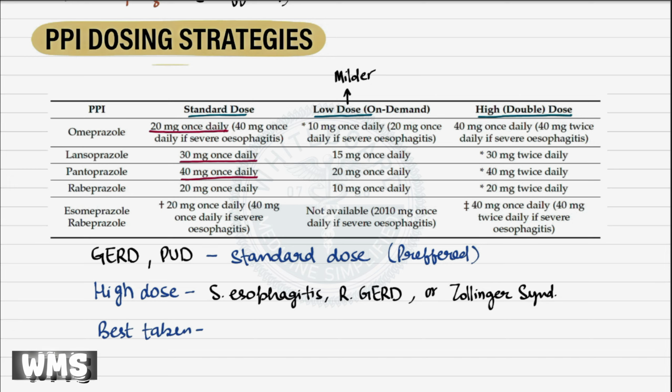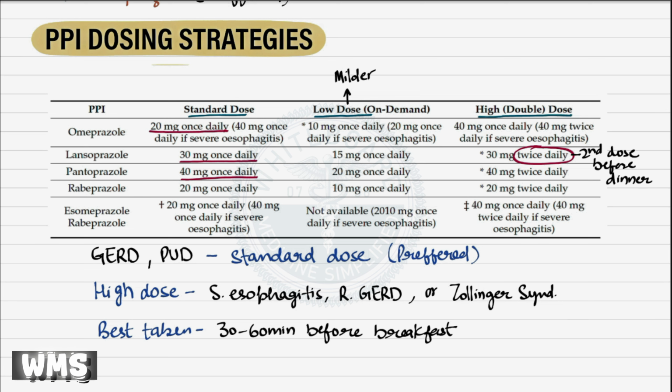These drugs are best taken about 30 to 60 minutes before breakfast so that the medication reaches the parietal cells when proton pumps are becoming active after food intake. Furthermore, in patients requiring twice daily therapy, the second dose is usually taken before dinner to maximize inhibition of newly activated pumps later in the day. In contrast, bedtime dosing alone is generally less effective.